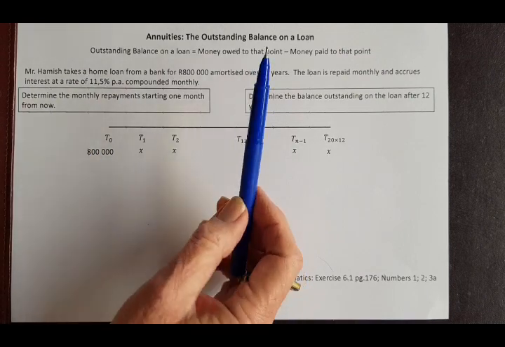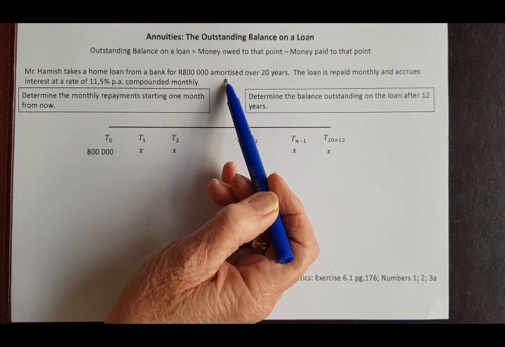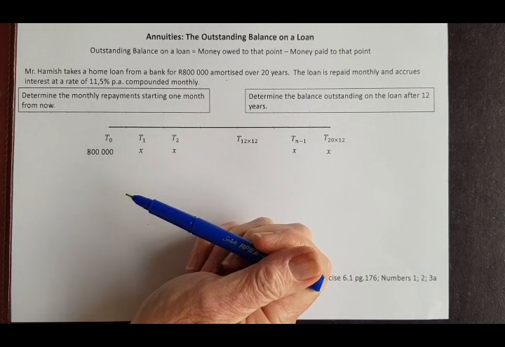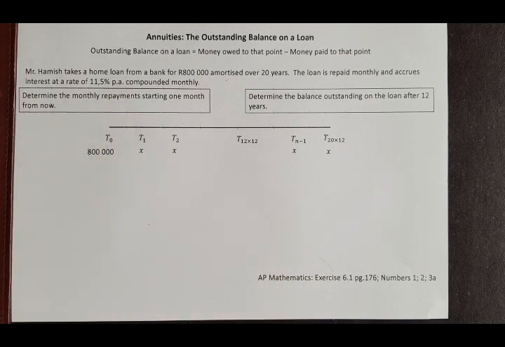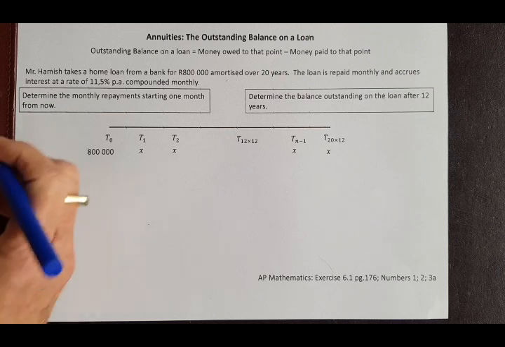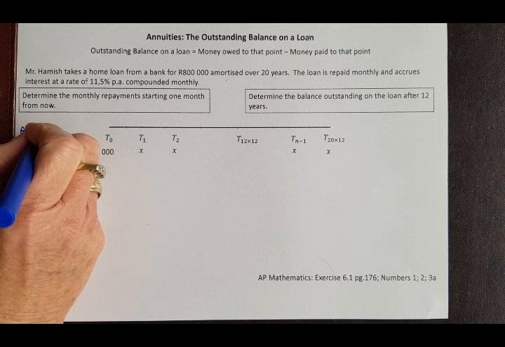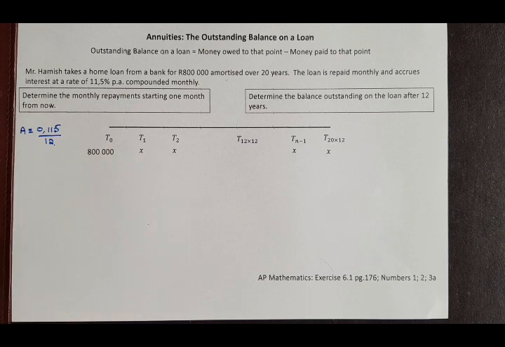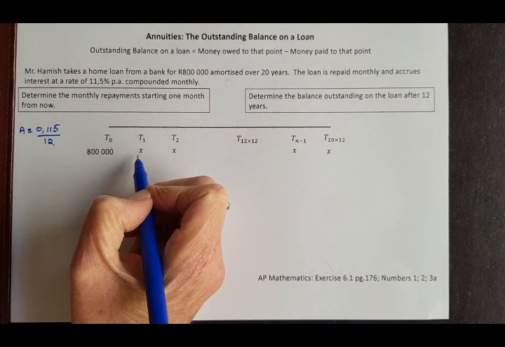It's being paid back. The word amortized means that you will be completely paying back the loan over a period of 20 years. The loan is repaid monthly and accrues interest at a rate of 11.5% per annum compounded monthly. So the interest that we are going to be dealing with is 0.115 over 12, and that's what we'll put in our memory. Okay, determine the monthly installments, and we start 1 month from now.